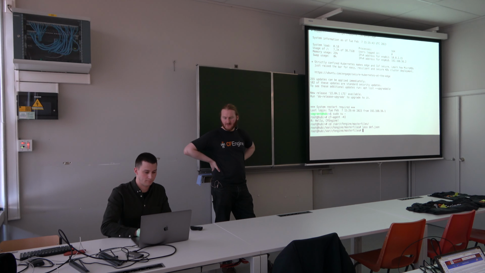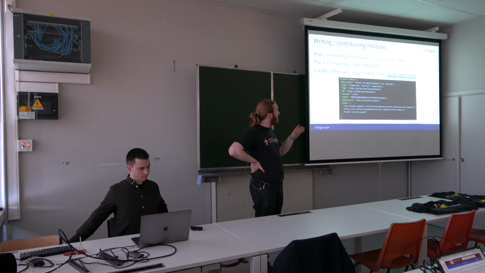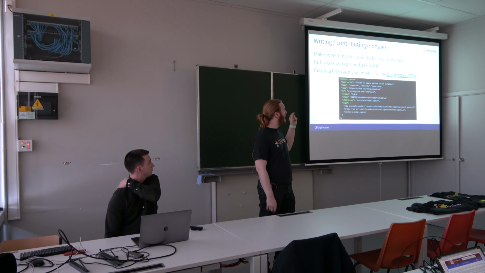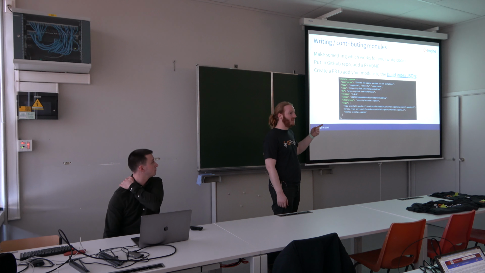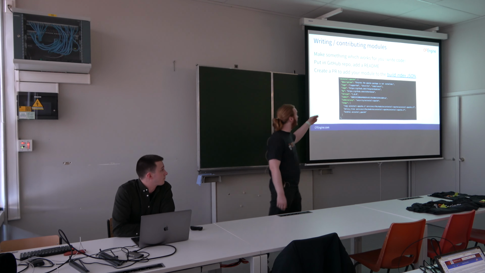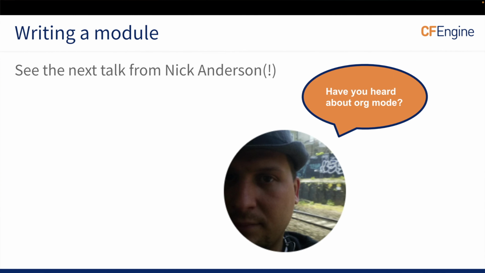Okay, let's go to the end of the presentation now, I think. So I'll briefly mention, we took a look at the uninstall talk policy file. As I said earlier, you just need to write a policy file or a Python module and a README. And then you need to add this kind of entry to the index.json that we have in GitHub. That repo is called build-index. And that's it. And then Nick is going to have a session about writing a module.